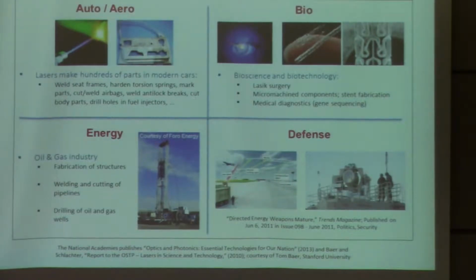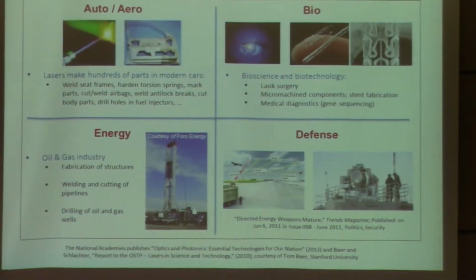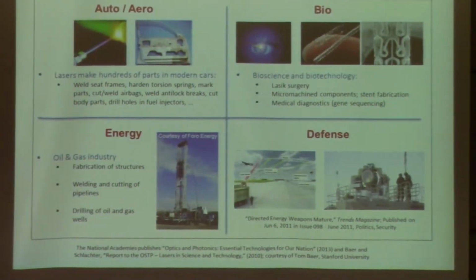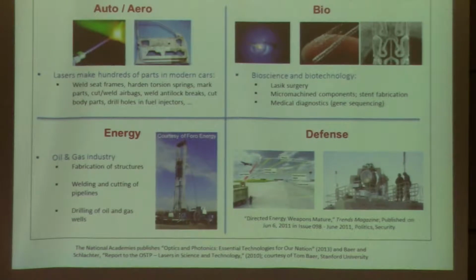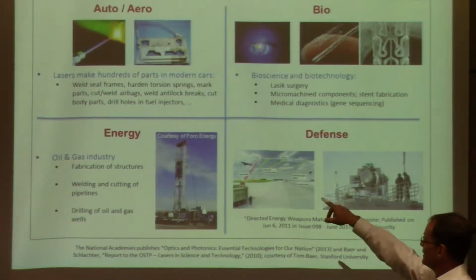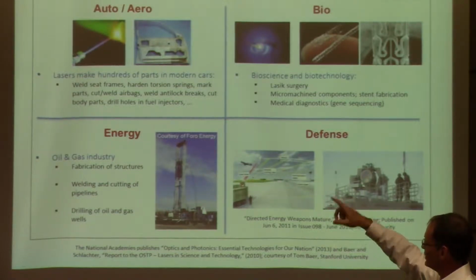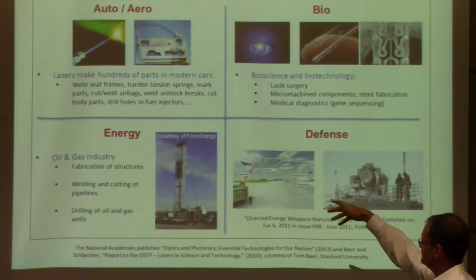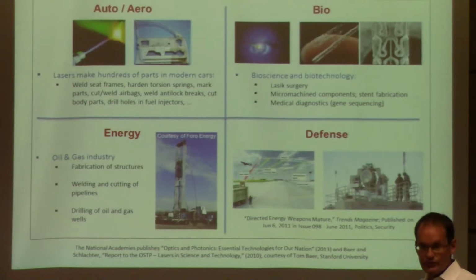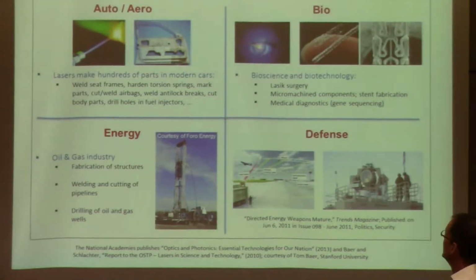So in that auto-aero transportation space, pretty much all of the main parts in any modern car are machined today with a laser. Okay, because it's faster, it's cleaner, you can go through thicker bodies, right? So welding, cutting, drilling, you name it, all those things, precision machining.